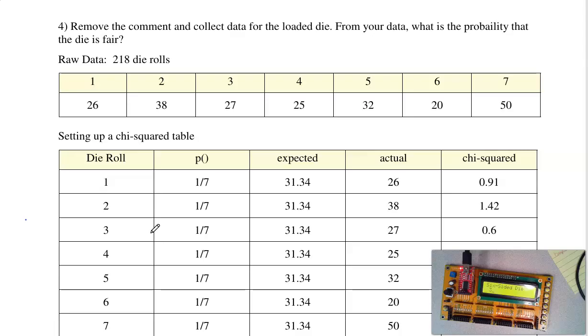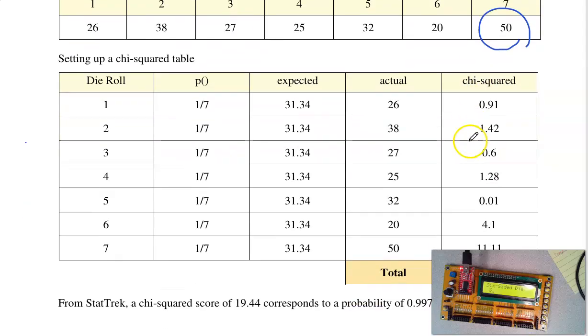The procedure is the same as before. Roll the dice a whole bunch of times. Here I rolled it 218 times. Here's the frequency. Again, I'm getting too many 7s. That's showing up in the data. Convert that to a probability.